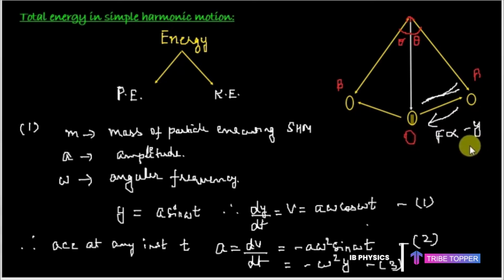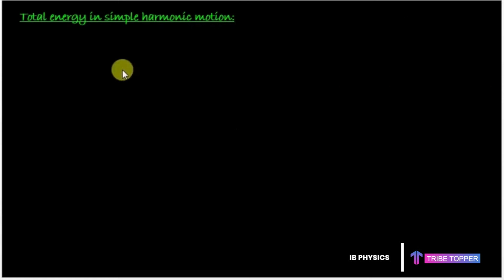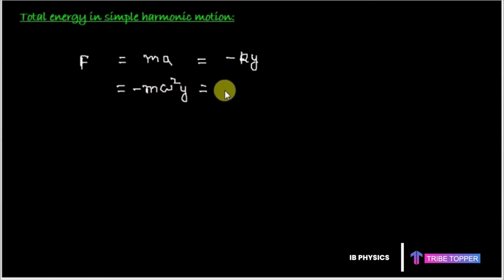So I would get F as equal to mass times acceleration, and we have to equate it with minus ky. Now mass times acceleration we calculated is minus m omega square y, and that is equal to minus ky. Therefore I can always use m omega square as equal to k. Hence, what is the potential energy?